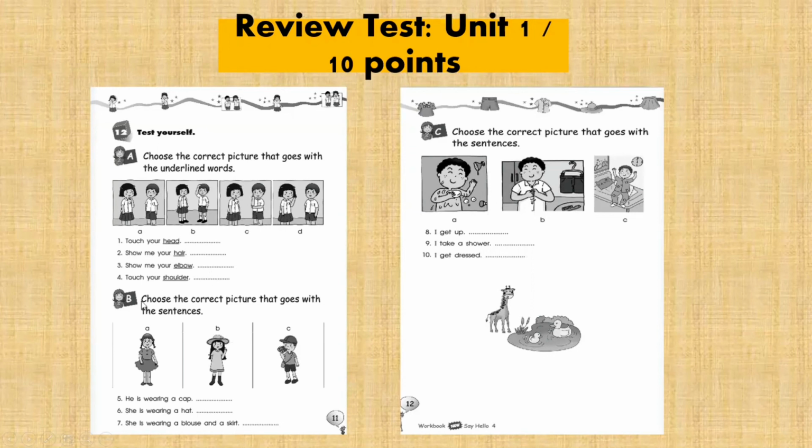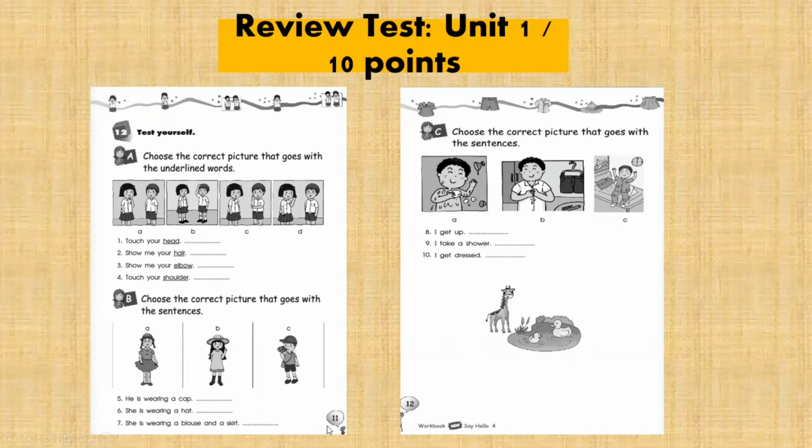Now you need to choose one letter and put here. Next, letter B. Choose the correct picture that goes with the sentence. This is about clothes topic. Now you need to identify what he or she is wearing. Example number 5. He is wearing a cap. So we have letter A, B, and C. Now, who among this wears a cap? A cap, okay, not a hat. Now put the letter in the space provided.